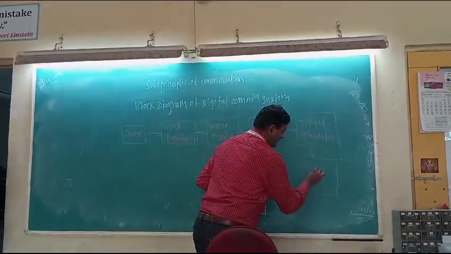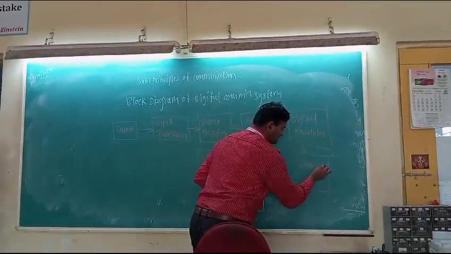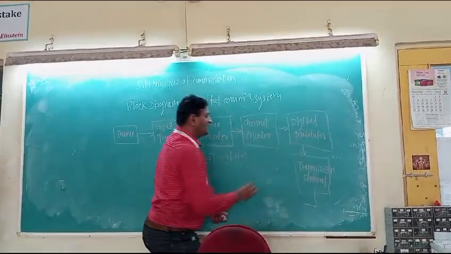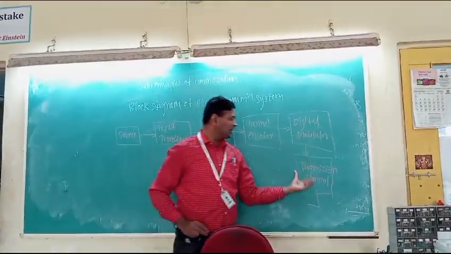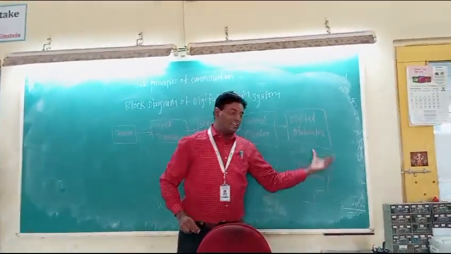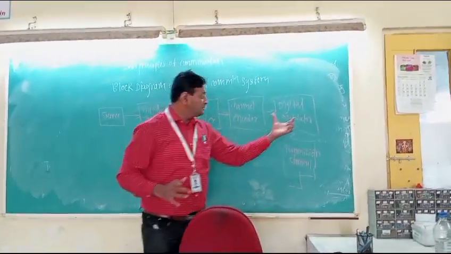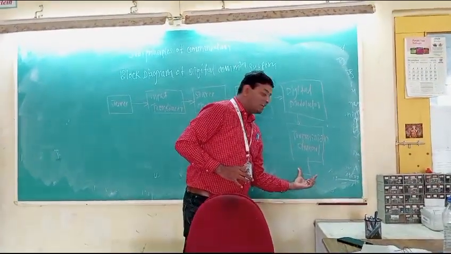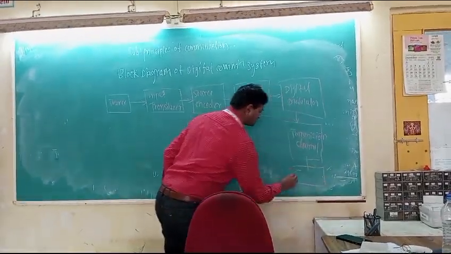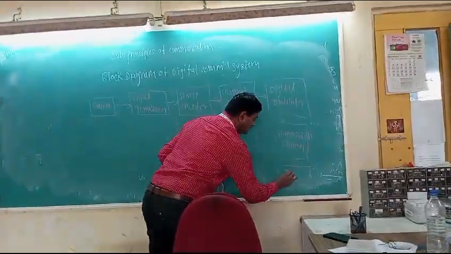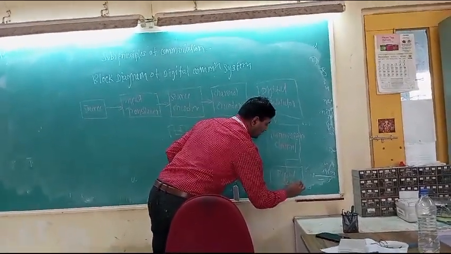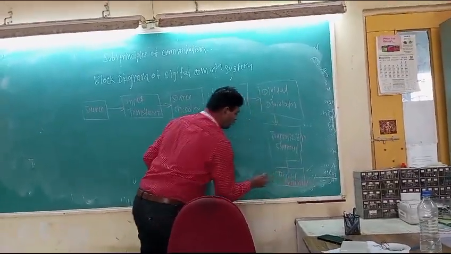This is the transmission channel. In the transmission channel in digital communication, we mostly use optical fiber communication in wired communication, and in the case of wireless communication, we use a transmitting antenna on this side and a receiving antenna on the receiving side. After that, the data goes to the digital demodulator.